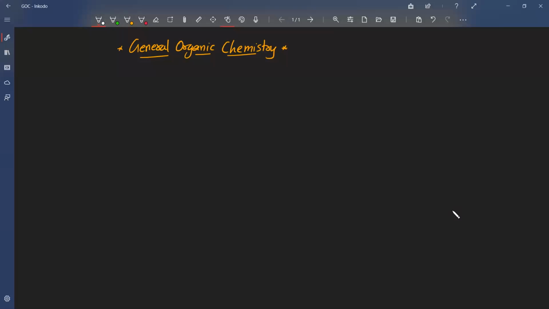The main points in this chapter. First is the main elements which you will see in organic chemistry. There are many elements, but only the elements which are important from the point of view of organic chemistry, that we'll see here.